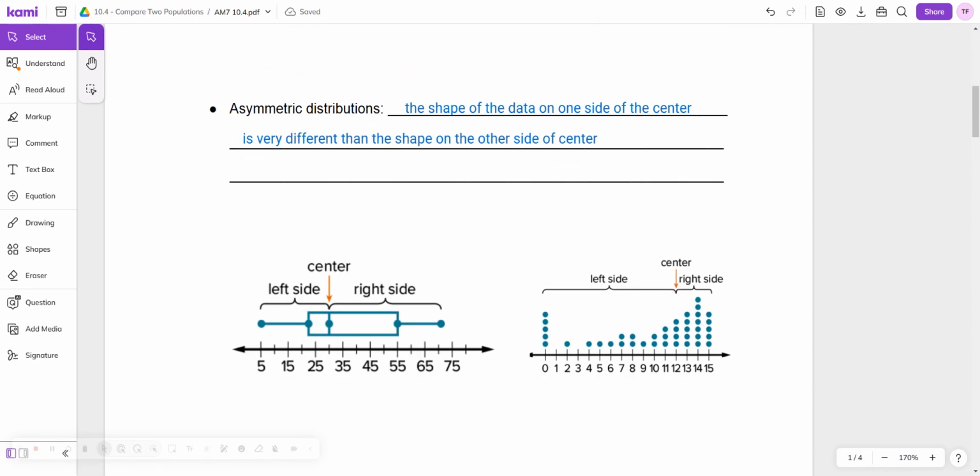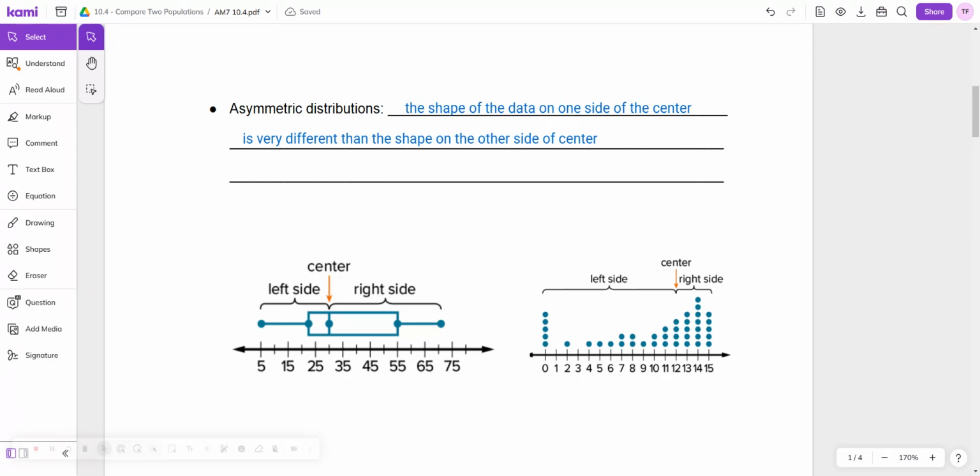So here is a dot plot. Obviously, if I were to fold it down the center and match it up, I couldn't match it up. It would not match up exactly. In fact, it wouldn't match up very well at all. And same thing for this dot plot. Fold it down the center, it's quite a bit different. In fact, on the left-hand side, you see how much longer the left-hand side is from the right-hand side. The data values on the left-hand side are much more spread out than the data values on the right-hand side.